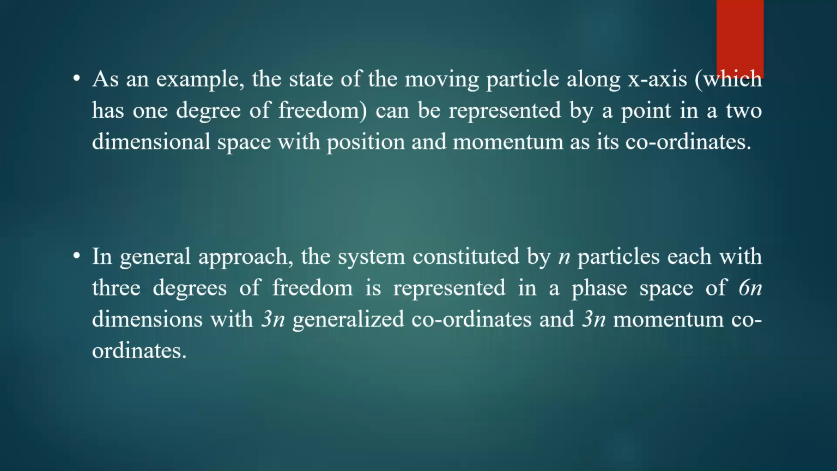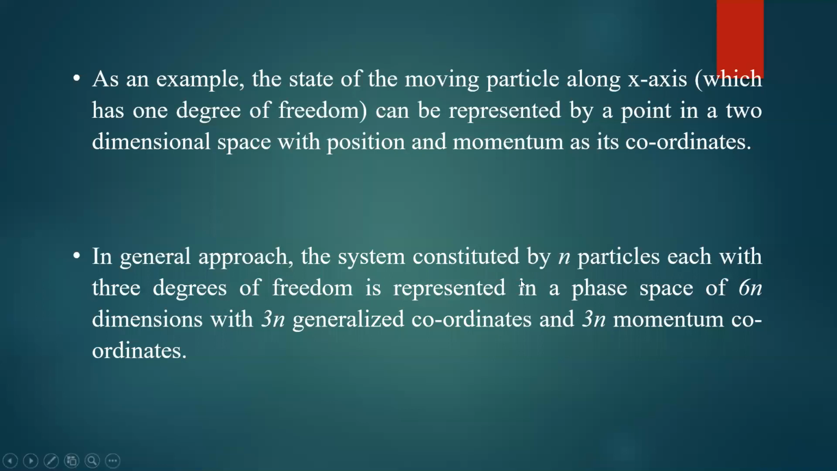Then what is the number of coordinates you need? One position coordinate and one momentum coordinate. So degrees of freedom is 1, so you need 2F number of coordinates, out of which one is the position coordinate and another one is the momentum coordinate. If you take the Cartesian coordinate system, x is the position coordinate, and px, that is momentum along the x-axis, is the other coordinate to represent the state of that moving particle. I already told you, phase space is used to represent the state of the dynamical system.